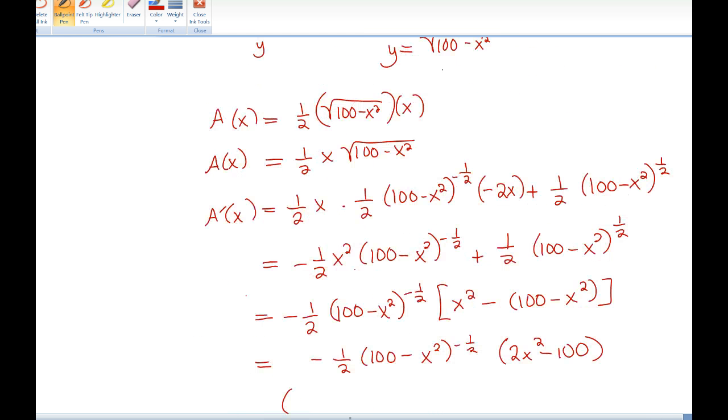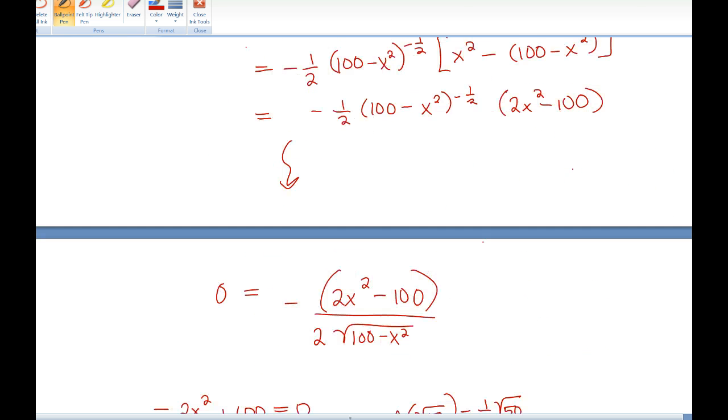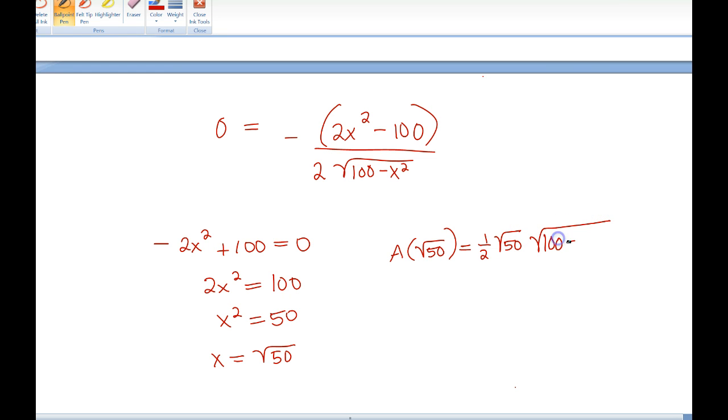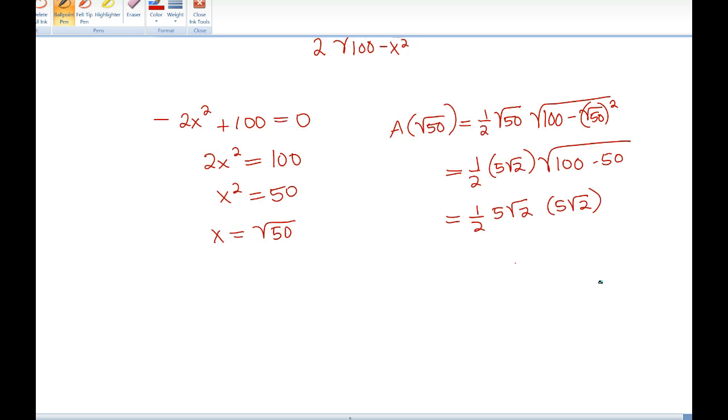Our formula was up here: 1/2 times square root of 50, and then the square root of 100 minus square root of 50 squared. So we have 1/2. Square root of 50 is going to be 5 root 2. And then under the square root, we get 100 minus 50, which is the square root of 50, which is going to be another 5 root 2. So we get 1/2 of 50, which is 25, and that is answer B. And we're done.